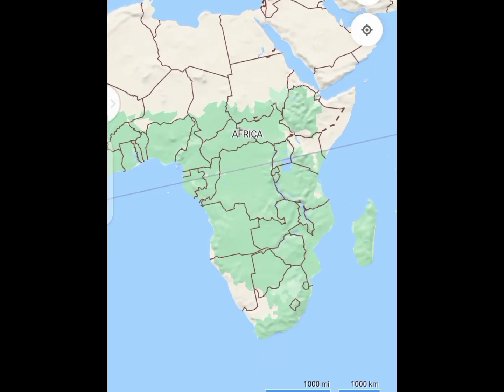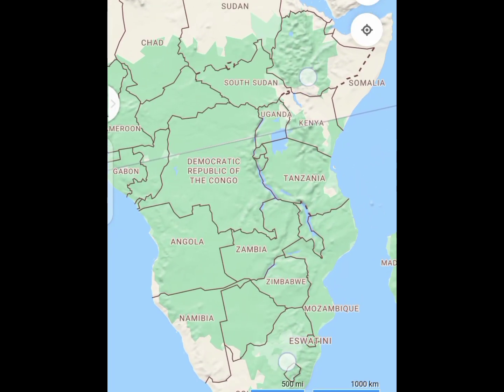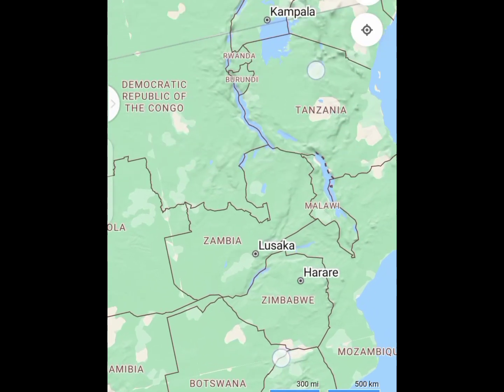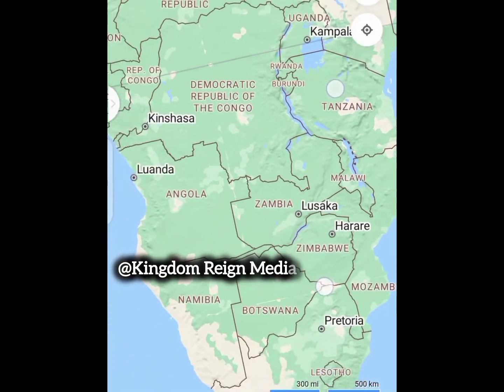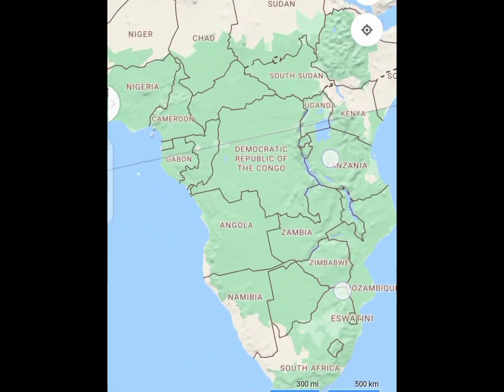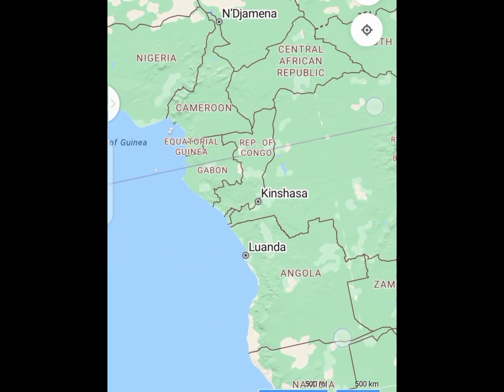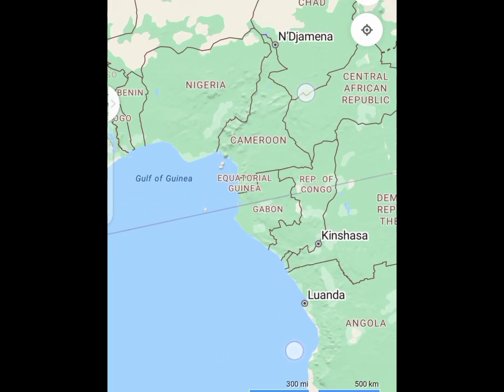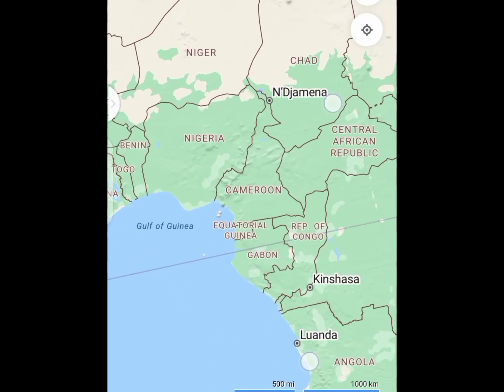When you pause and you get to see more, we have Tanzania, we have Zambia, we have Zimbabwe, we have Lesotho, we have Nigeria, we have Cameroon, we have Angola, we have Botswana right there in Africa. We have Kinshasa right there, we have Gabon right there in Africa.